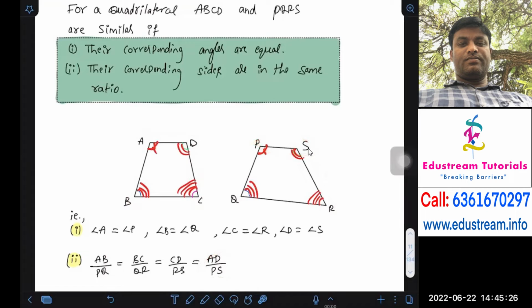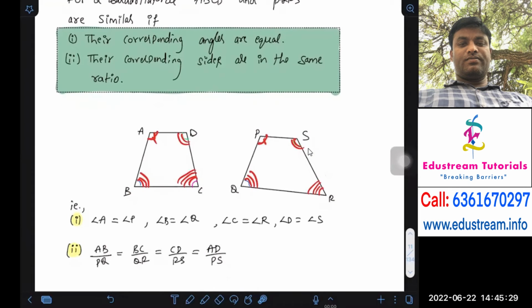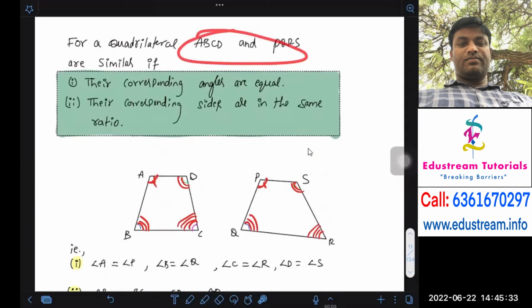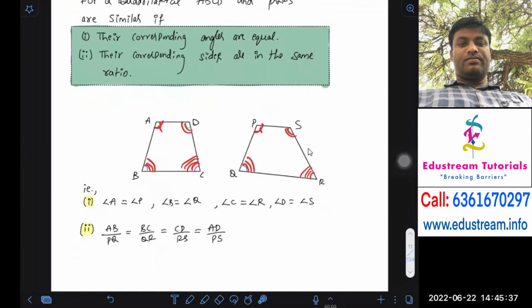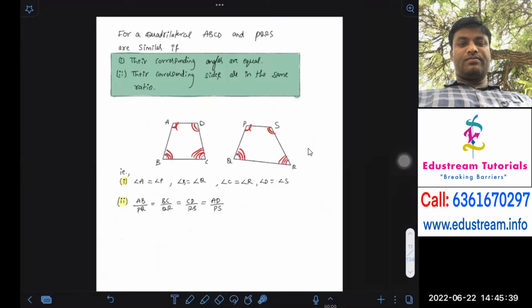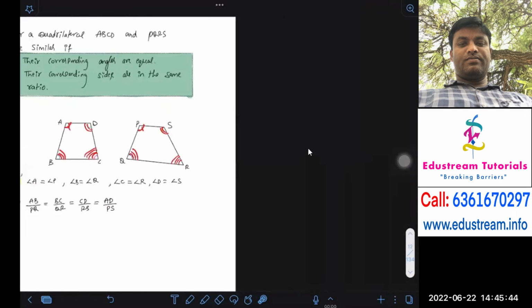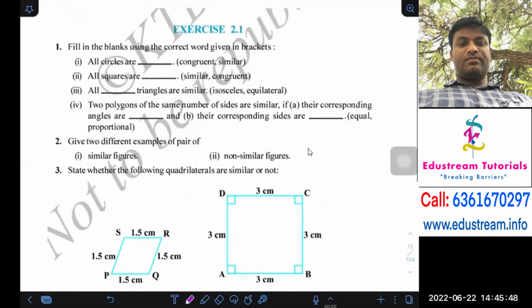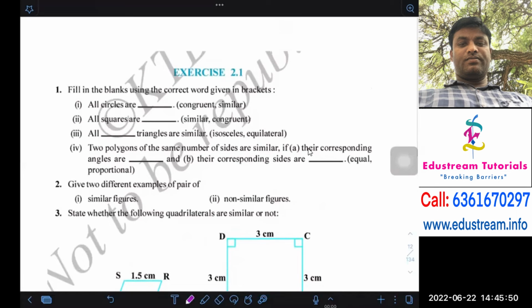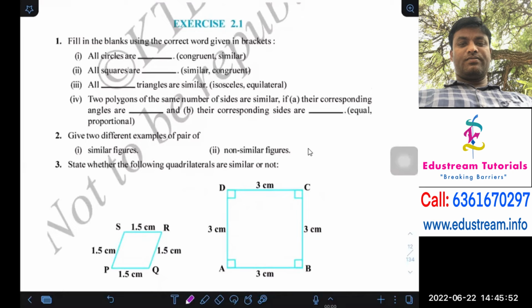That's it. So if these conditions are satisfied, then we can say two quadrilaterals are similar, not congruent. So these are the conditions to check whether two quadrilaterals are similar or not. Now let's go to exercise 6.1. These are the concepts we have to study. Now we can answer all the questions in this exercise.